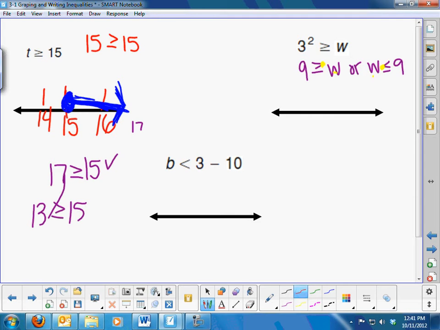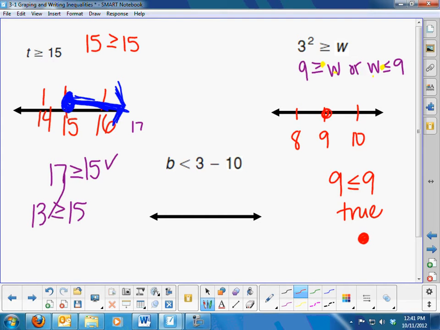Now my critical point, that's the first thing I need to label, is 9, a number smaller than 9, a number larger than 9. Now I need to decide if I'm going to use an open or closed dot. Okay? Is 9 included or excluded from my solution set? If I plug in 9 into w, do I have a true or false statement? Is 9 less than or equal to 9? It's true. Therefore, I'm going to use a closed dot.